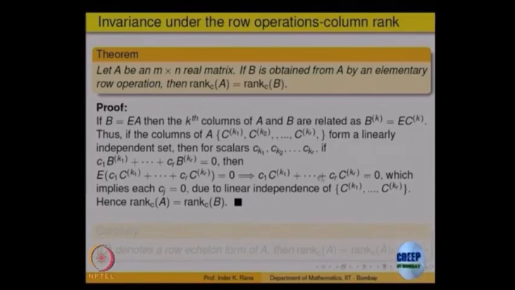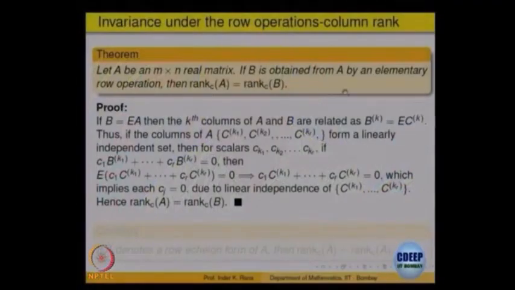That means all the scalars C1, C2, Cr must be 0. So what we have shown is if C1 Bk1 plus Cr Bkr is 0, then all are 0 provided the original ones were linearly independent, right. So this is a proof by saying that if you start with some collection of linearly independent columns of A and transform them by elementary row operations, the transformed corresponding columns are still linearly independent, they still remain linearly independent, right.